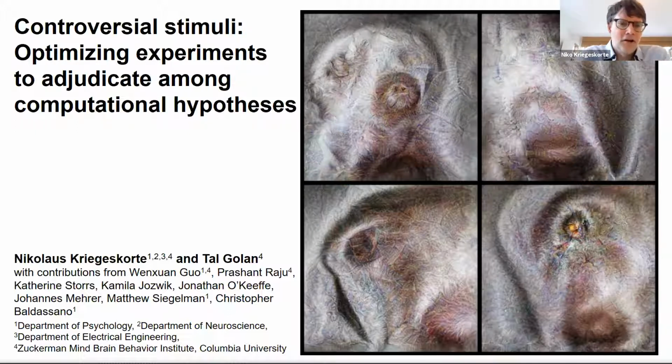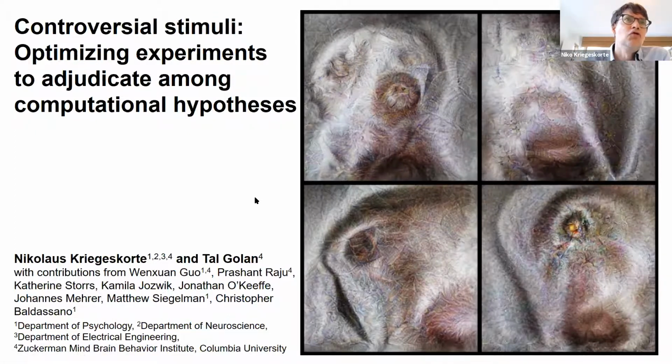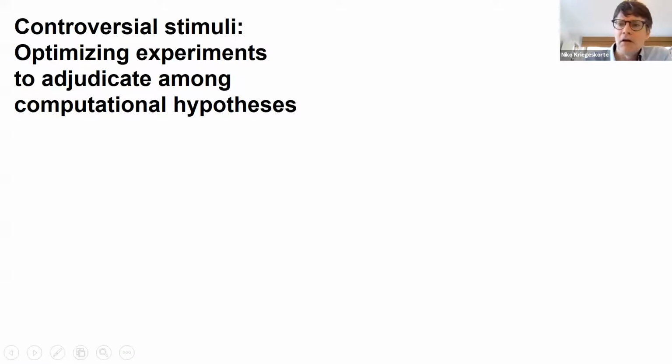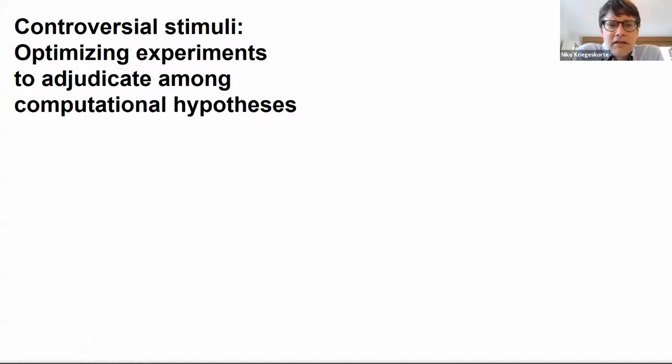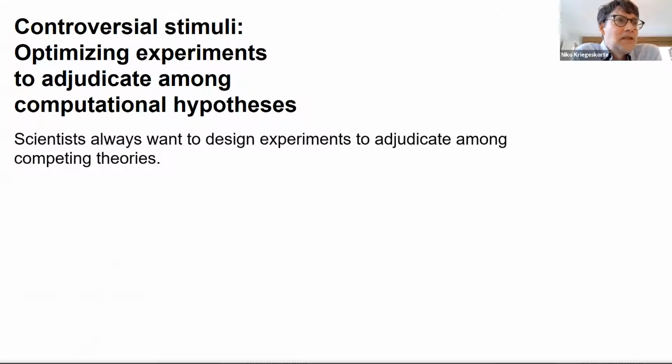Great. Okay, so let's talk about controversial stimuli. My title is Controversial Stimuli, Optimizing Experiments to Adjudicate Among Computational Hypotheses. In a sense, what we're talking about here is nothing new at all. It's something very, very standard and something that scientists always do. Scientists always want to design experiments to adjudicate among competing hypotheses. And that's really all we're doing here, just in a new context, in a sense.